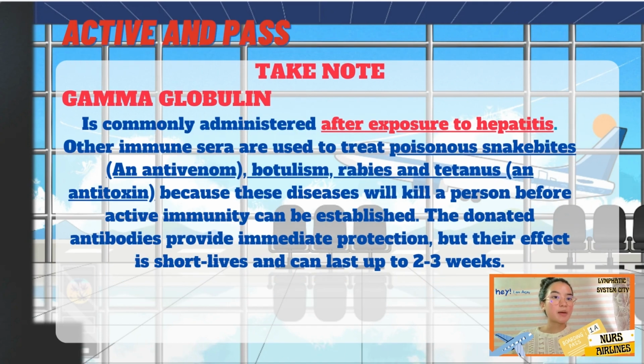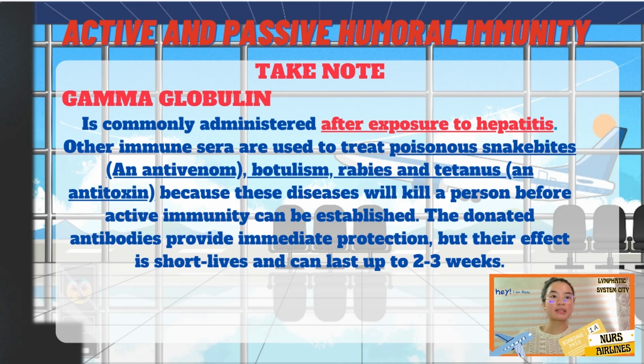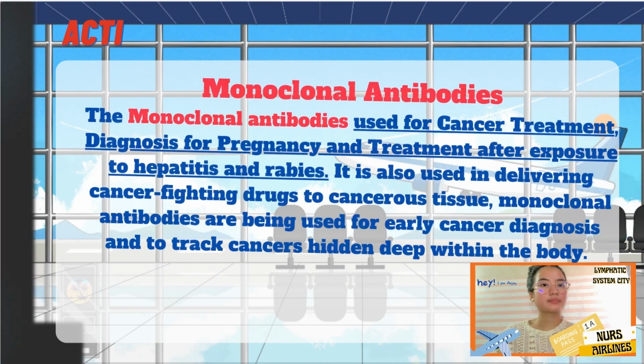Take note that gamma globulin is commonly administered after exposure to hepatitis. Other immune sera are used to treat poisonous snake bites, which we call anti-venom, botulism, rabies, and tetanus or antitoxin, because these diseases will kill a person before active immunity can be established. The donated antibodies provide immediate protection, but their effect is short-lived and can last up to 2 to 3 weeks.